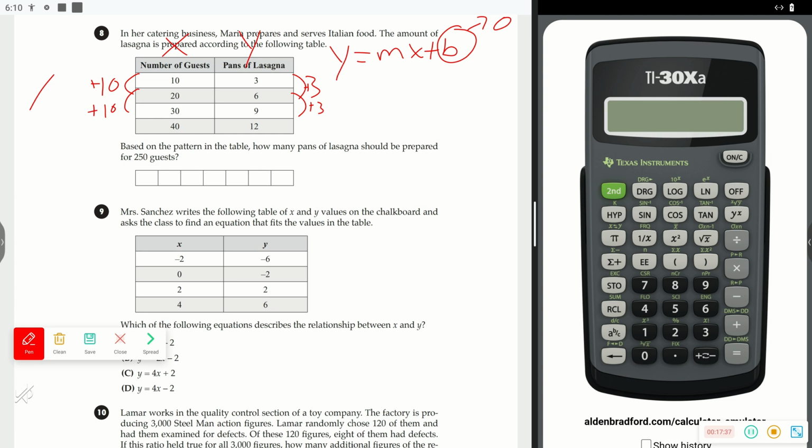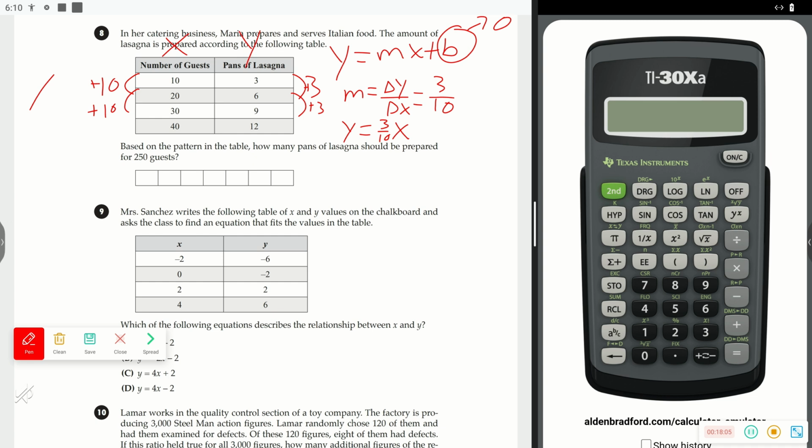So for the slope m, this equals the change in y divided by the change in x. So if we look at the change in y, that's the pans of lasagna, which is increasing by 3, and the change in x is increasing by 10. So our slope is 3 over 10. So y equals 3 over 10x.